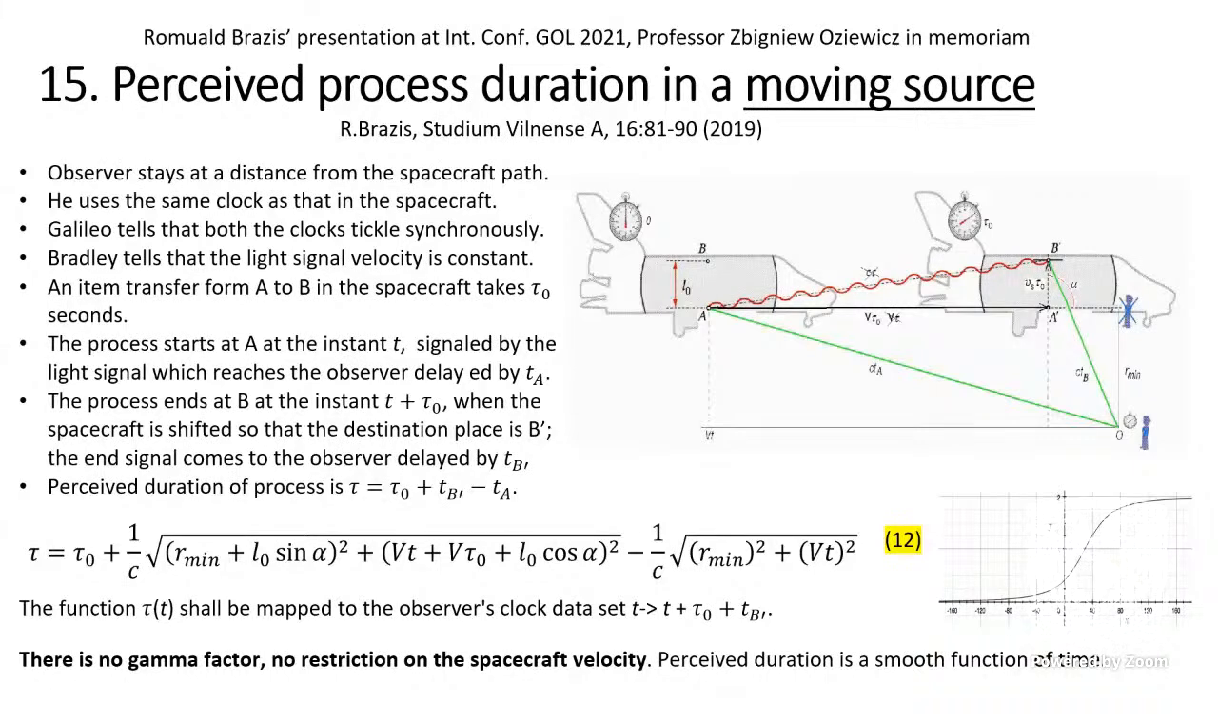Perceived process duration in a moving source is different from the previous one. I'm not going into the details. I draw your attention to equation 12 that gives the time duration. The function should be mapped on the observer's clock, and in spite of apparent complexity, it is a smooth function of the time. There is no gamma factor, no restriction on the spacecraft velocity.